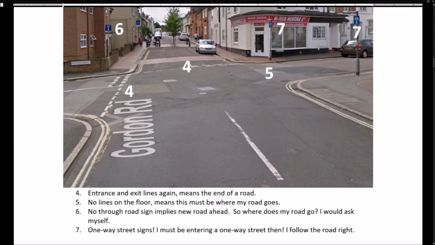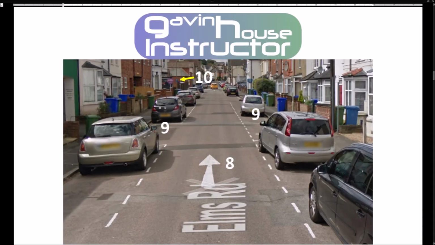So where does my road go? I would ask myself. 7. One-way street signs. I must be entering a one-way street then. I follow the road right. 8. Arrow on the floor showing it's a one-way street. 9. All parked cars are pointing the same way, meaning they have come from one direction.